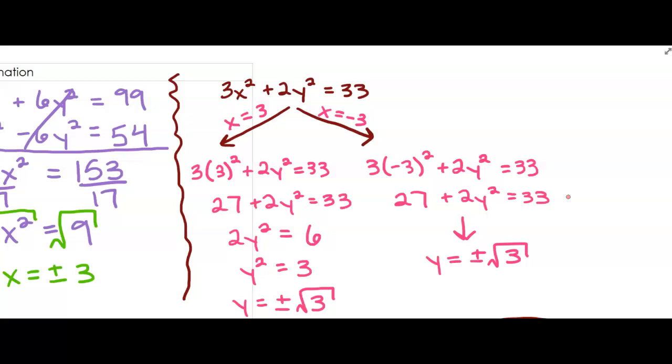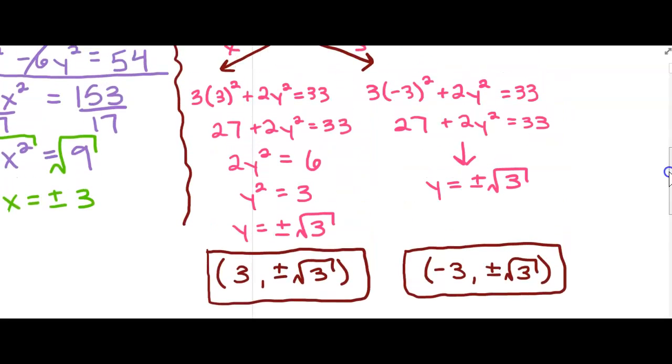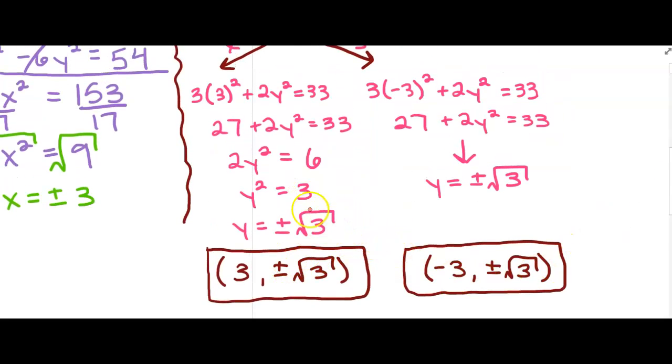And so I only did the work on the left side, and when I got y equals plus or minus the square root of 3, I knew that was going to be the exact same when I plugged in negative 3 for x on the right side of my work. And so, knowing that y is plus or minus square root of 3 when I plug in positive 3 for x, I got the solution that you see here that I've boxed: 3 comma plus or minus the square root of 3.